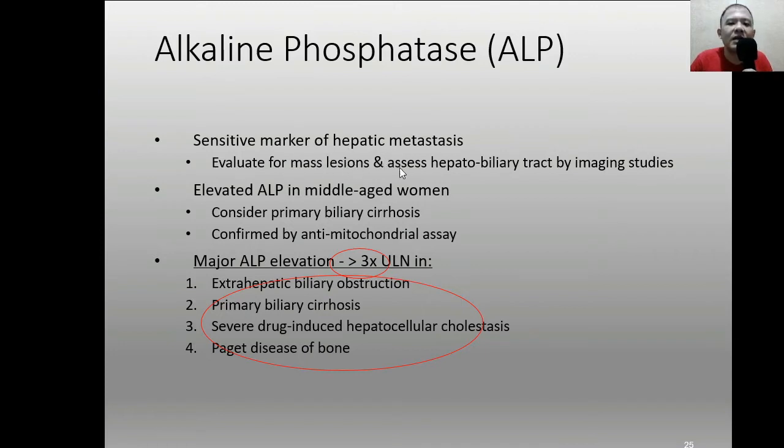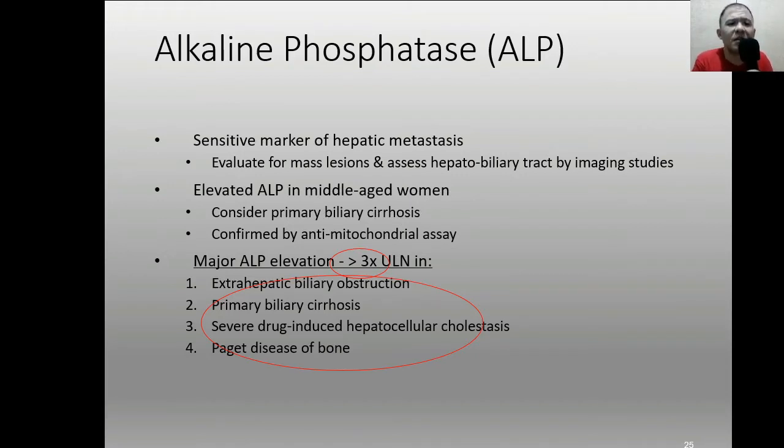Especially when the metastasis comes from the gallbladder or the biliary epithelium, bile duct, okay? We mentioned this in the lecture, that when we have an increase in antimitochondrial assay, especially in middle-aged women, then consider primary biliary cirrhosis, okay? And you also have increased ALP.